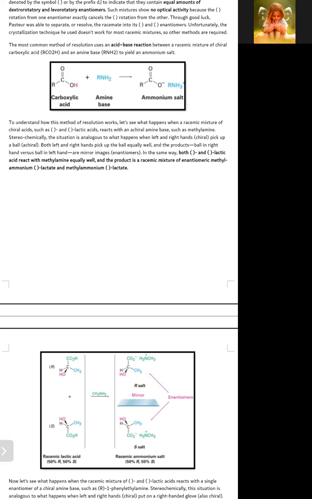Stereochemically, the situation is analogous to what happens when left and right hands pick up a chiral object, but left and right hands pick up a ball equally well, and the products are mirror images. In this way, both (+) and (−) lactic acid react with methylamine equally well, and the product is a mixture of enantiomeric methylammonium lactates.